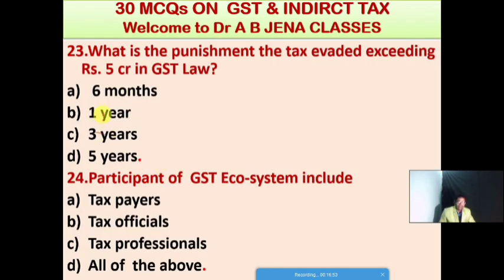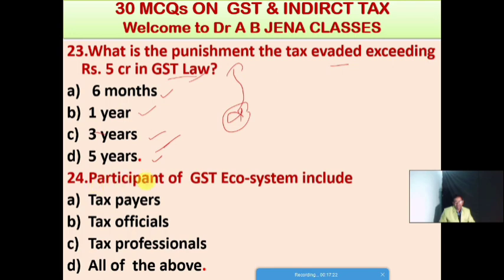Next one MCQ. What is the punishment for tax evaded exceeding rupees 5 crore in GST law? Option A 6 months, option B 1 year, option C 3 years, option D 5 years. So D is the right answer for this MCQ, dear friends. So 5 years. There will be 5 years punishment for tax evaded exceeding rupees 5 crore in GST law.